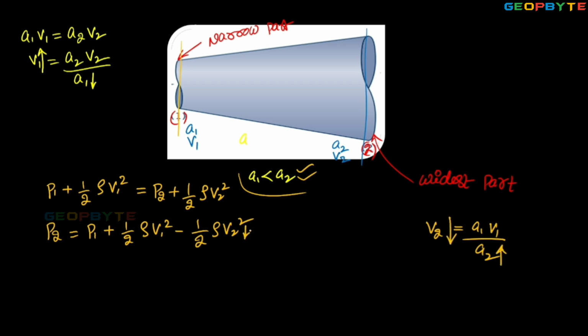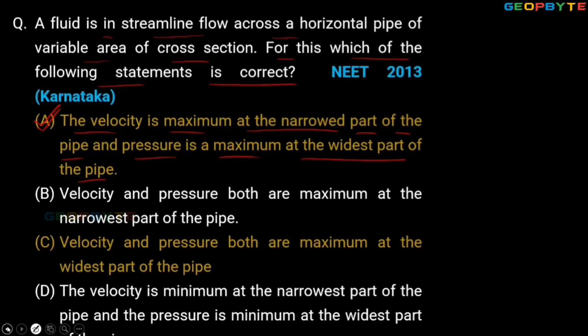Since A2 is more than A1, the bigger the area, the velocity will be lower. When the velocity is low, this part is becoming low, and pressure is maximum at the widest part. That's why I have selected option A. Understood clearly? Yes, a concept oriented question.